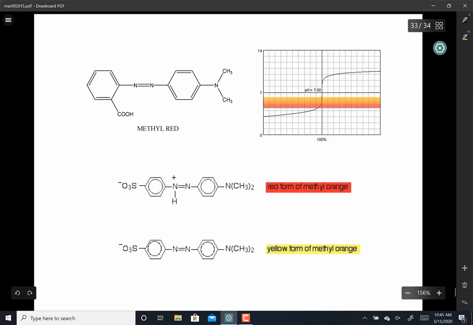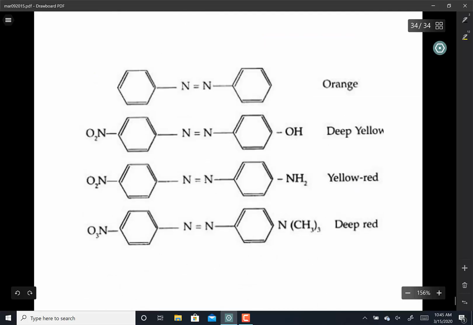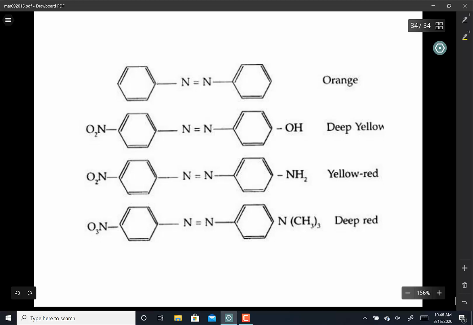Diazo dyes make excellent acid-base titration reagents. So for instance, if you've ever done an acid-base titration with methyl red, this is the structure of methyl red. It actually changes color when it's protonated, but notice it has that diazo group in it. And here are some other diazo dyes that have different colors: some orange, some deep yellow, yellow red, deep red. A lot of this depends upon the groups that are attached to the benzene ring, and maybe we'll talk about the reason for that in the future.